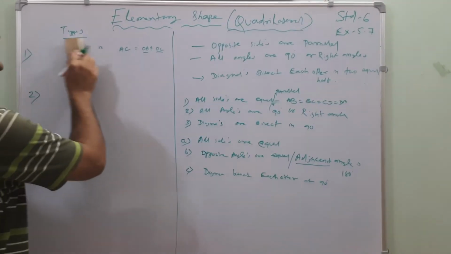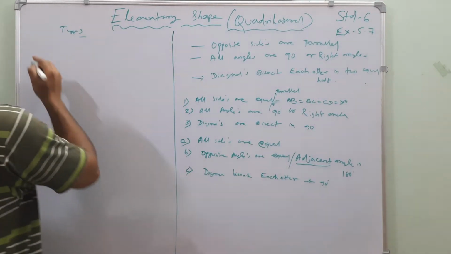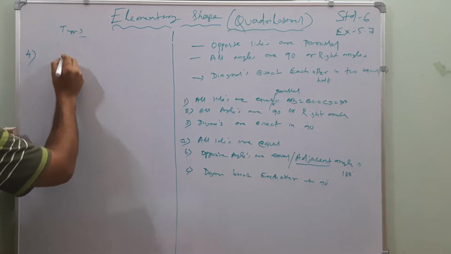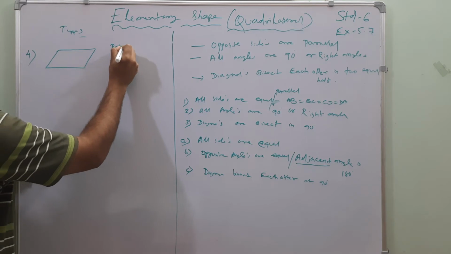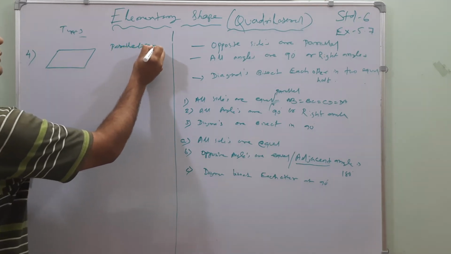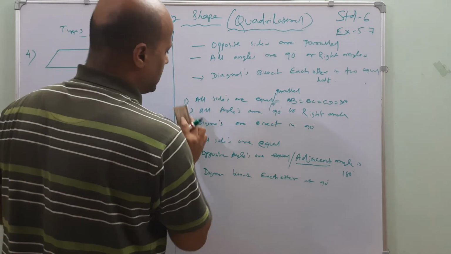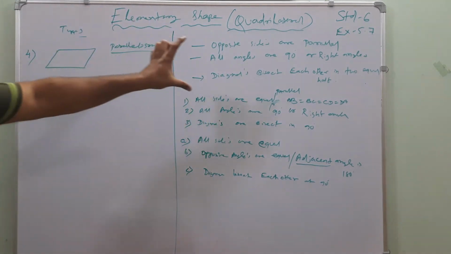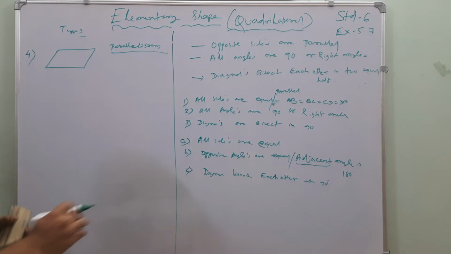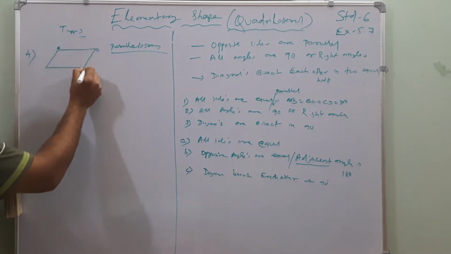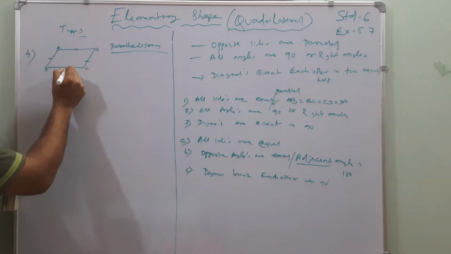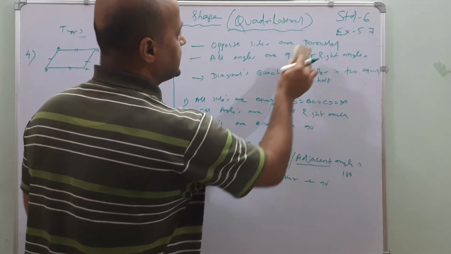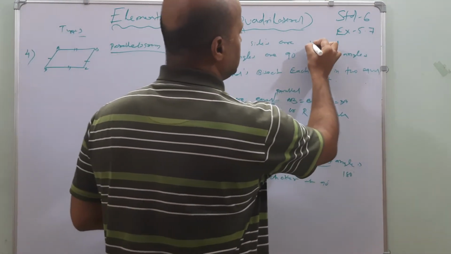What is the fourth one saying? The fourth one is saying about a parallelogram. It is called a parallelogram. I will not erase this one because some of the points are equal. Okay, see. First, what will you say? All sides are equal? No. Opposite sides are equal. Opposite sides are parallel. It says that they are equal.